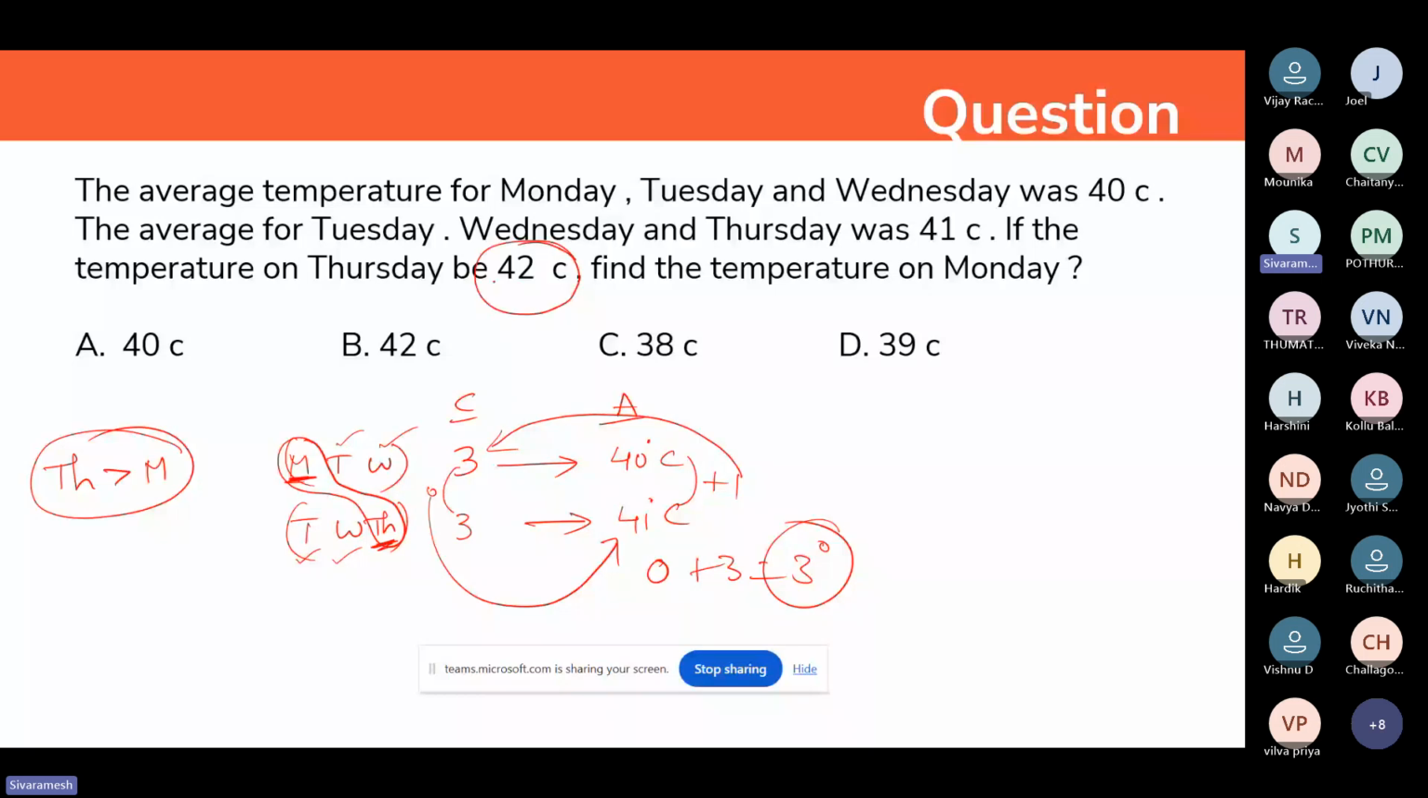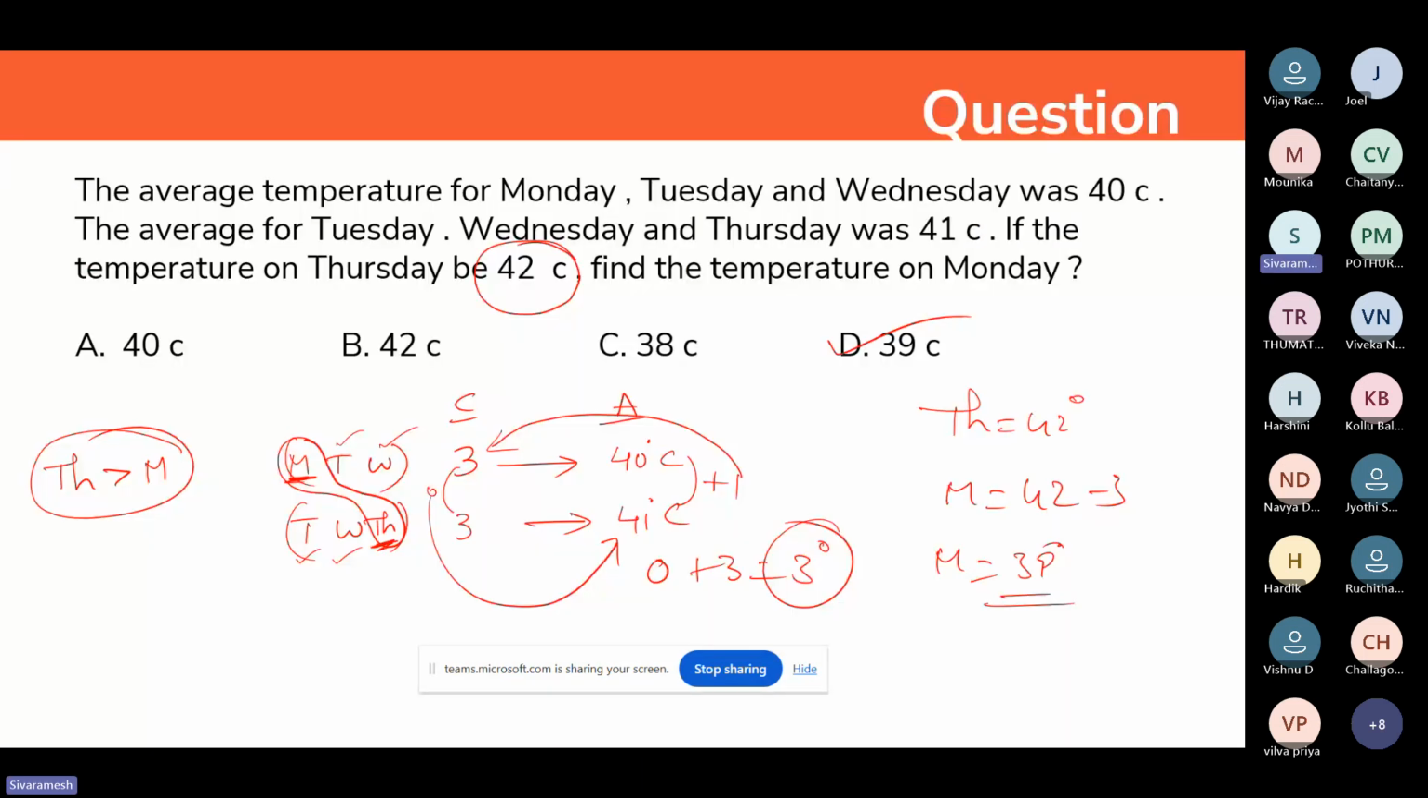So here you just observe which information they have given in the question. If the temperature on Thursday is 42 degrees Celsius, okay, they have already given that, then obviously Monday temperature is 3 degrees less than Thursday. How much less than Thursday? 3 degrees less. So I can say that Monday temperature is 39 degrees Celsius. So the answer is 39 degrees Celsius. I hope you all are done with this question.